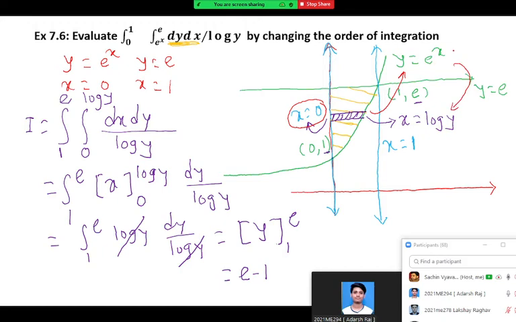So log y is equal to x there. Because we are writing the limit of x, you should write x in terms of y. Here y is given in terms of x, that is y is e raised to x. So what is x? x is log y, no? That's one. Are you getting it?